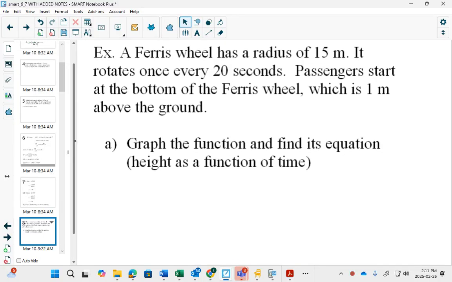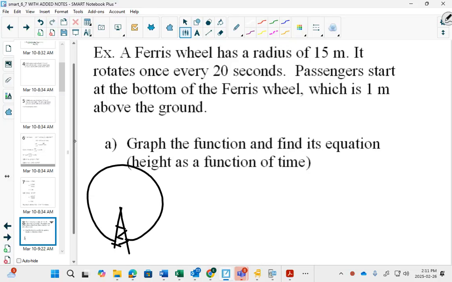So, first of all, I'm going to draw my Ferris wheel because I think that'll help me visualize what's happening. Here's my circle, spokes. What do I know about this? I know that the radius is 15, so I could draw my radius that way, but it's probably going to be more helpful if I draw my radius straight up and down.